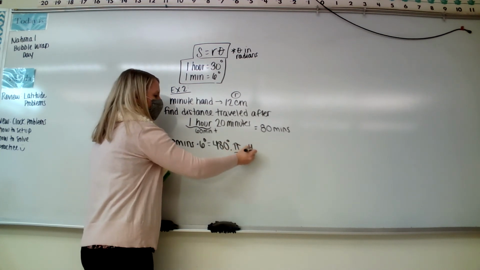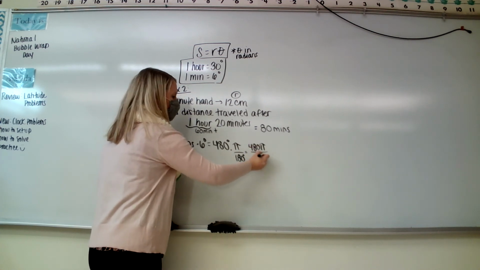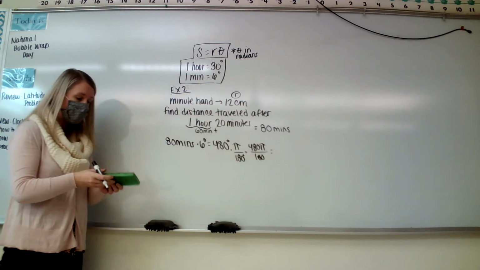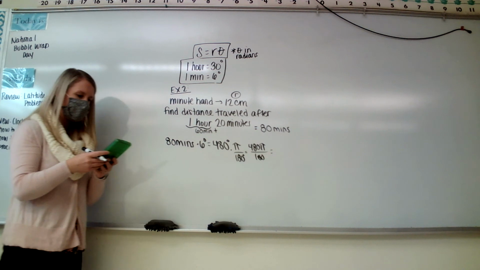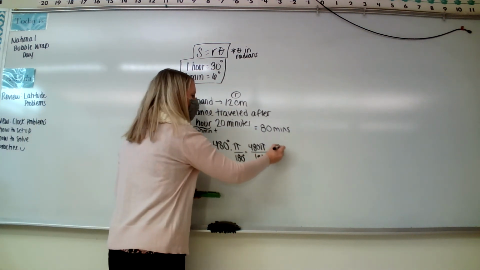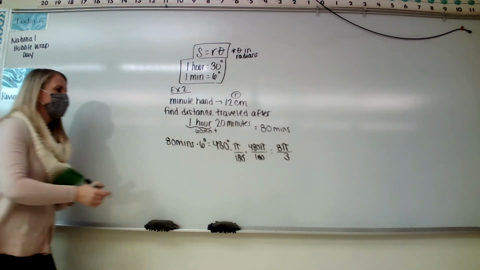Once again, I'm writing the steps out. If you're just doing it in your calculator from there, go for it. That is usually what I do, but I like to show you my process here. So 480 over 180 reduces to 8 pi over 3. So this is now my theta.